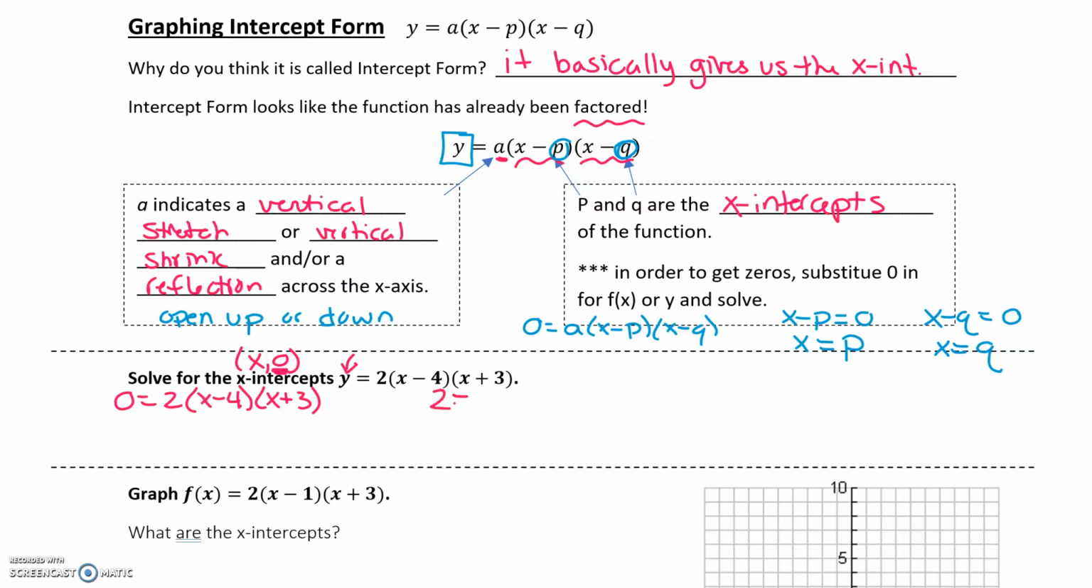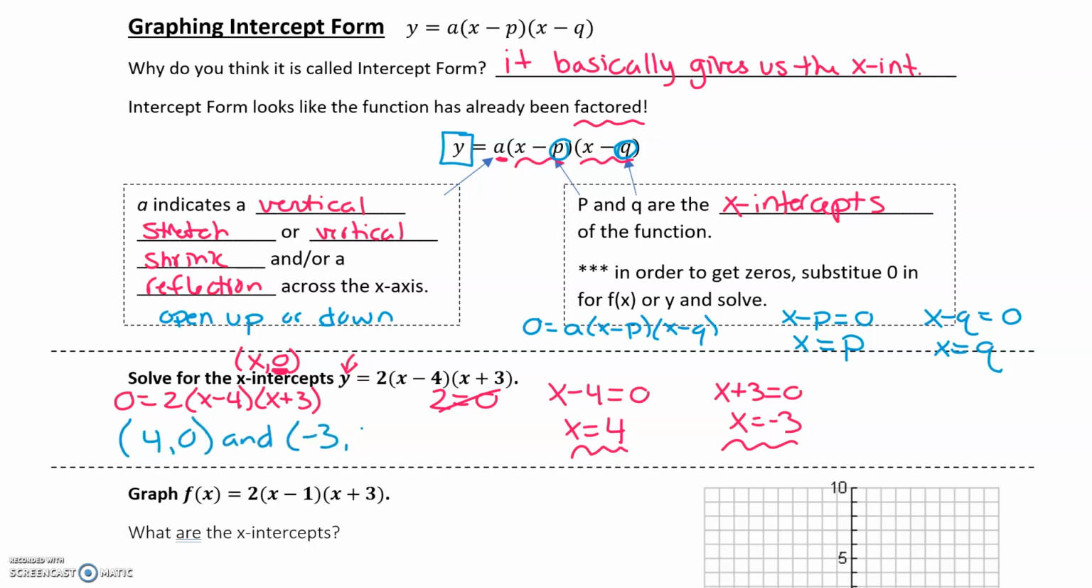So I'm going to take the 2 and set it equal to 0. That does not give us anything. Take the x minus 4, set it equal to 0, add 4 to both sides, we get a 4. Take the x plus 3 equals to 0, subtract 3 on both sides, and we get a negative 3. So what that tells me is that 4 and negative 3 are going to actually be my x-intercepts. So 4, 0, and negative 3, 0. Those are my x-intercepts.